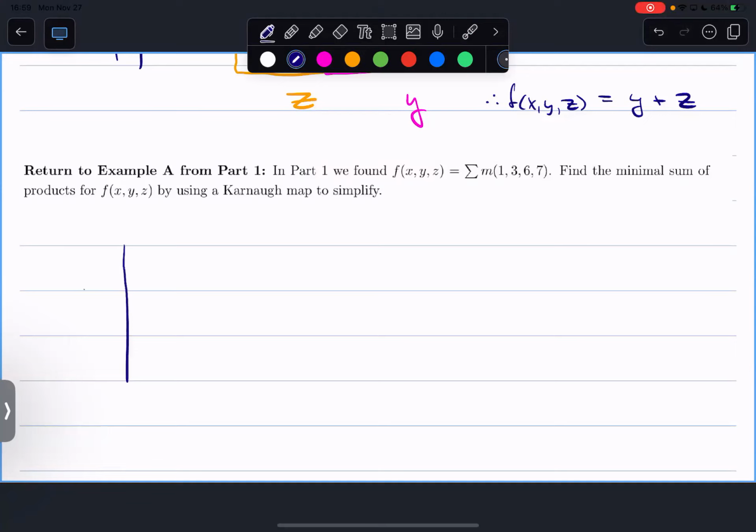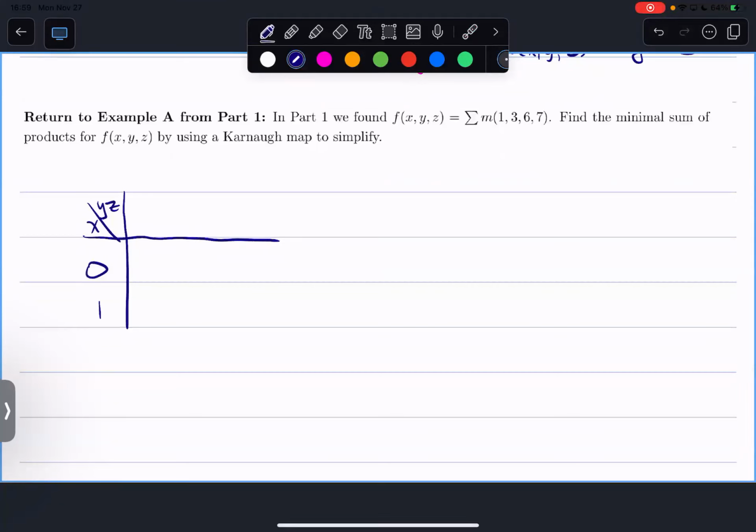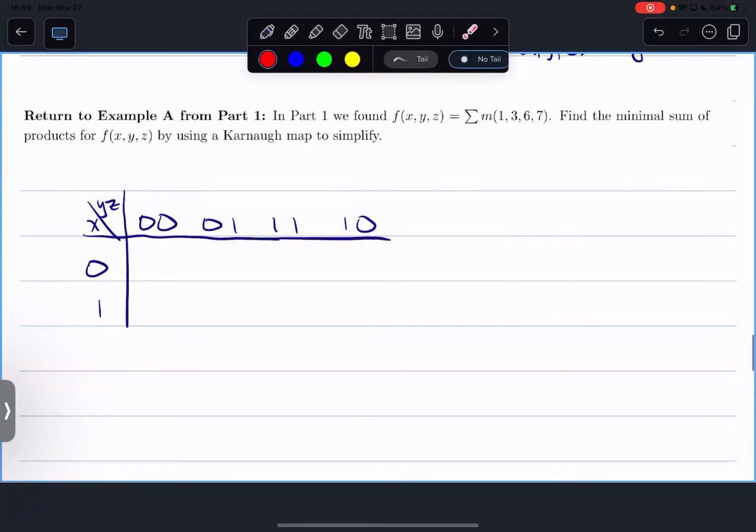Let's draw our map. X, Y, Z, 0, 1, 0, 0, 0, 1, 1, 1, 1, 0. Remembering the dance, right? I've got 1, 2, 3, 4, 5, 6, 7.